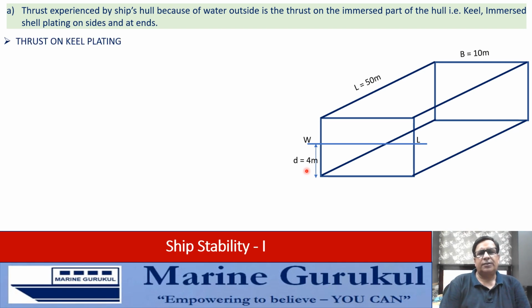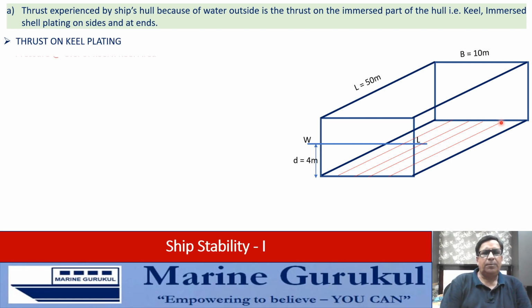Let's calculate the thrust on the keel plating. So in the diagram, let's identify the keel plating. I'm sure you'll agree that this one shaded out here is the keel plating, which is rectangular in shape, of length 50 meters, breadth 10 meters.